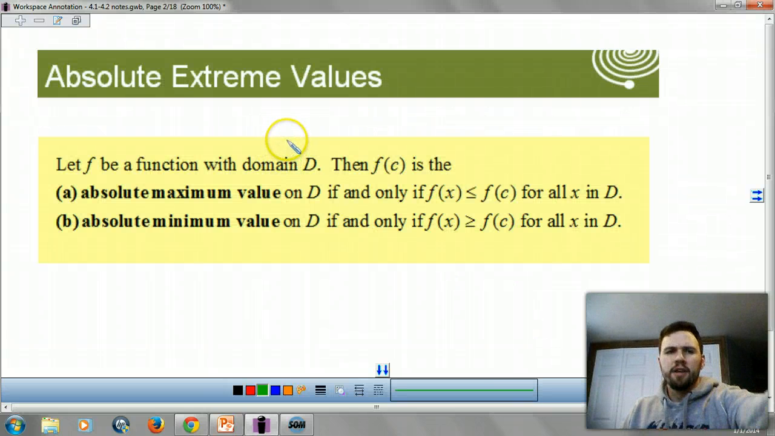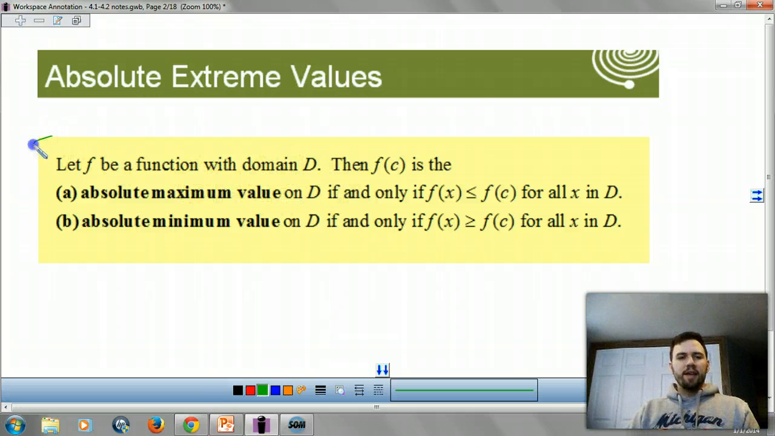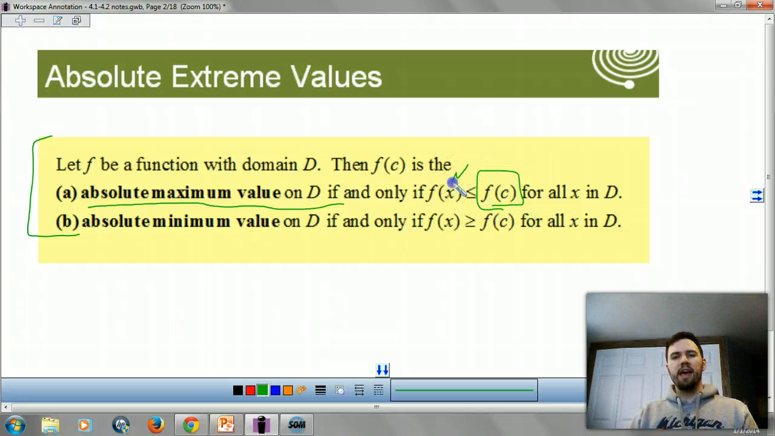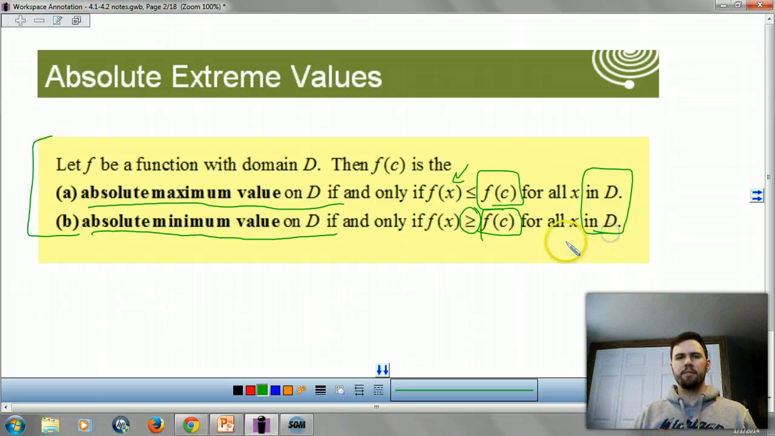Absolute extreme values. What this says is something is an absolute maximum on your domain if that value is greater than any other thing you can plug in. It's the top, it's the highest number you can get, it's your maximum profit, you cannot go above it. Your absolute minimum, ditto, but less than, in your domain. So go ahead and write that.